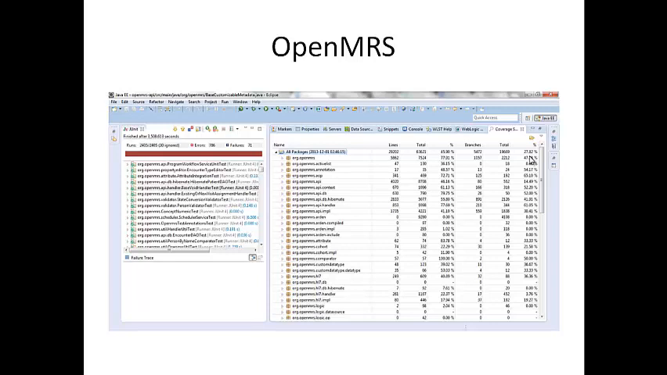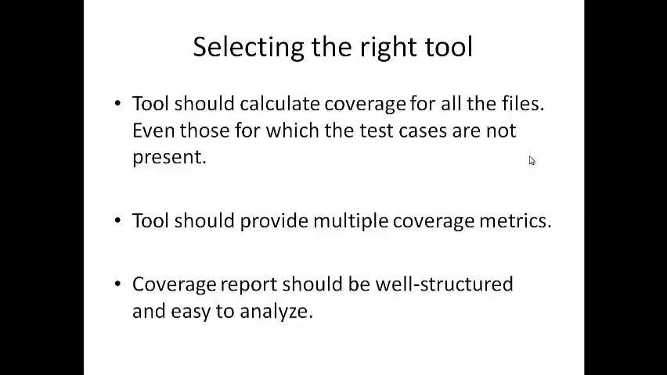After analyzing the above 3 projects, we have compiled a list of some useful tips that will help you choose the right coverage tool for your requirement. First, make sure that the coverage is calculated for all files in the code, even the ones for which you have no test cases written. The second is that make sure code coverage report is based on different metrics such as line coverage, branch coverage and so on, and is not dependent on just one metric. The third one is that the report should be well structured and easy to analyze. Cobertura fares well on all these fronts.